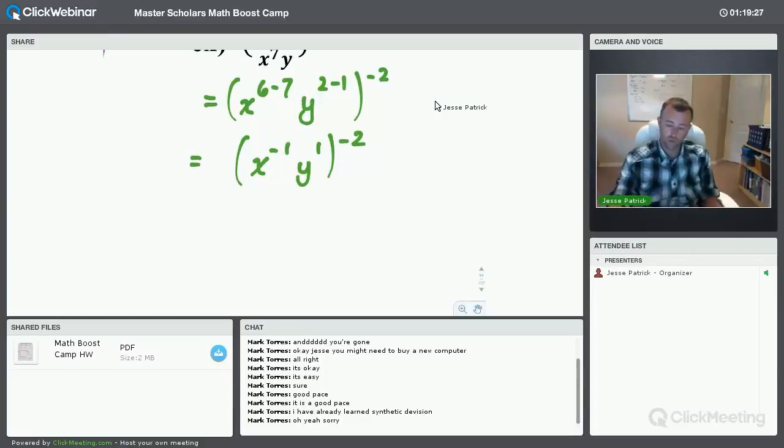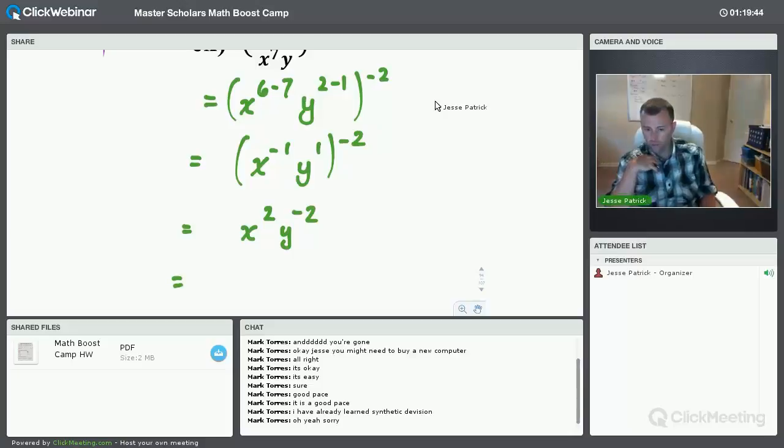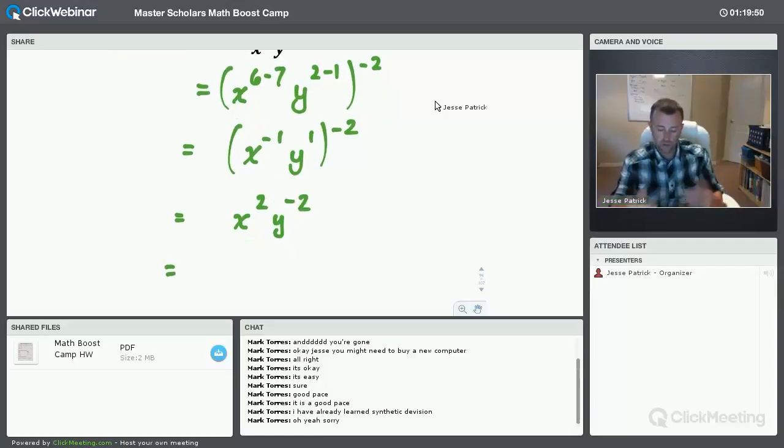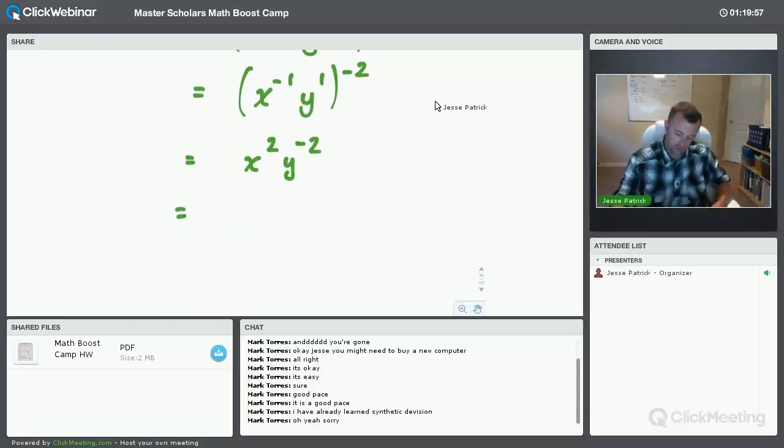Now remember, this is power to a power now. So when you bring in the -2, you're going to be multiplying each one of your exponents. So this will be x to the -1 times -2 is +2. And this will be y to the 1 times -2 is -2. So again, I just use my power to a power rule. Finally, notice I have that -2. So I'm going to take that -2 exponent, just that -2 exponent, and move it to the denominator, and it will become a positive exponent now, and that'll be my simplified form, and that'll be y squared on bottom.